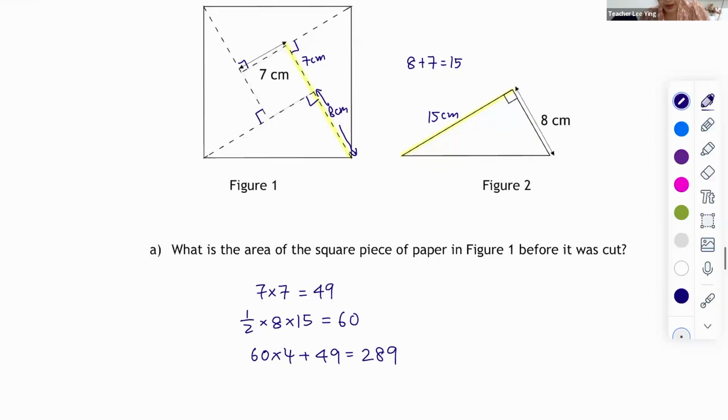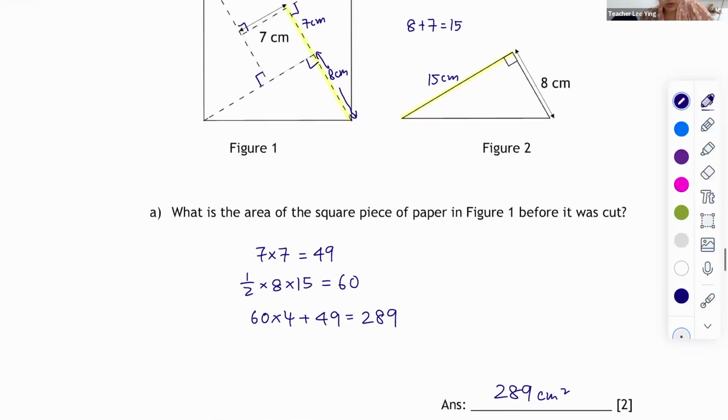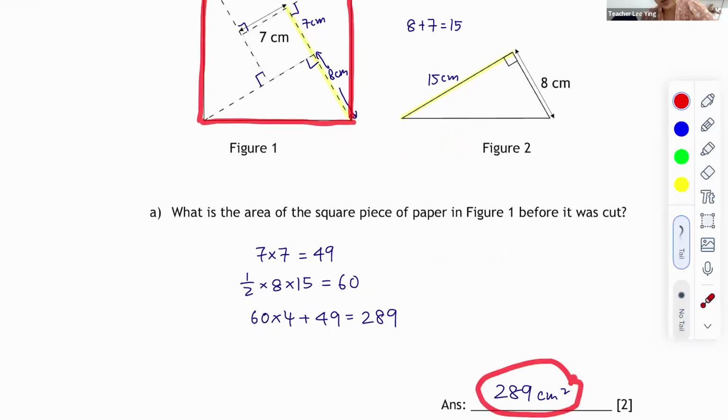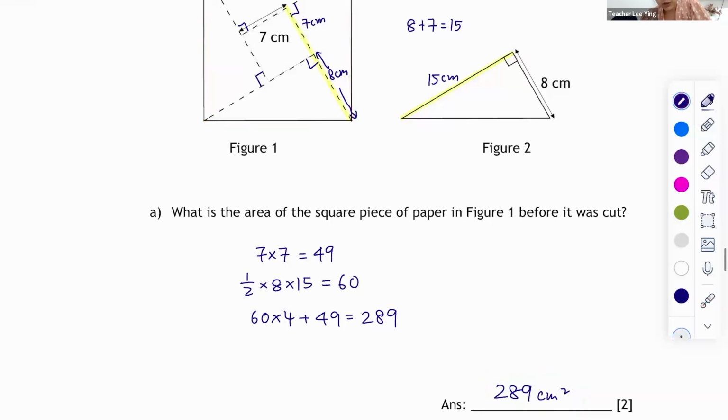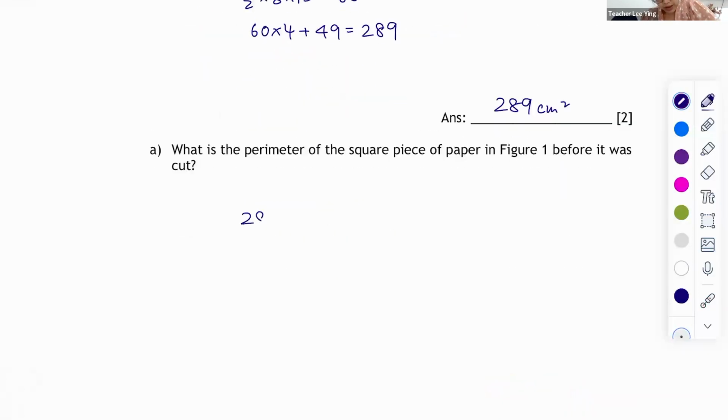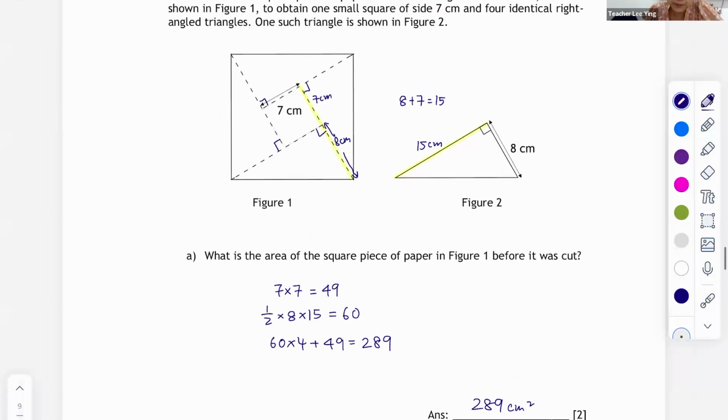Part B wants the perimeter of the square piece of paper. So I'm going to do it at the top, so that we can see the diagram. So the perimeter is actually these 4 lines. How do we find the perimeter? Now that we know the area, we can find the perimeter. Of course, we can do 289, we square root it, we realize it's actually 17 multiplied by 17. So the perimeter will be 4 times 17, which gives me 68. Don't forget our units of 68 centimeters. The question is in centimeters, not meters.